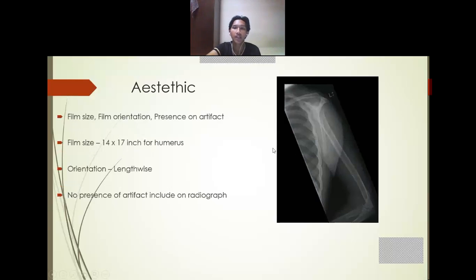Then we go to the aesthetic. For the aesthetic, we have film size, film orientation, and presence of artifact. The film size is about 14 to 17 inches for the humerus, right here. The orientation must be lengthwise, and there is no presence of artifact included on the radiograph. So that is for aesthetic. Then we go to the last one.